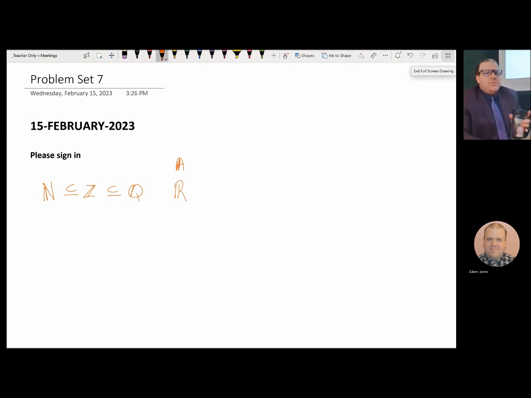Then you have the real numbers. The real numbers are every rational number unioned with every irrational number, right? So an irrational number is a number that cannot be written in the form of an integer over an integer. Pi is an irrational number. Square root of 2 is an irrational number. Root 3 is irrational.